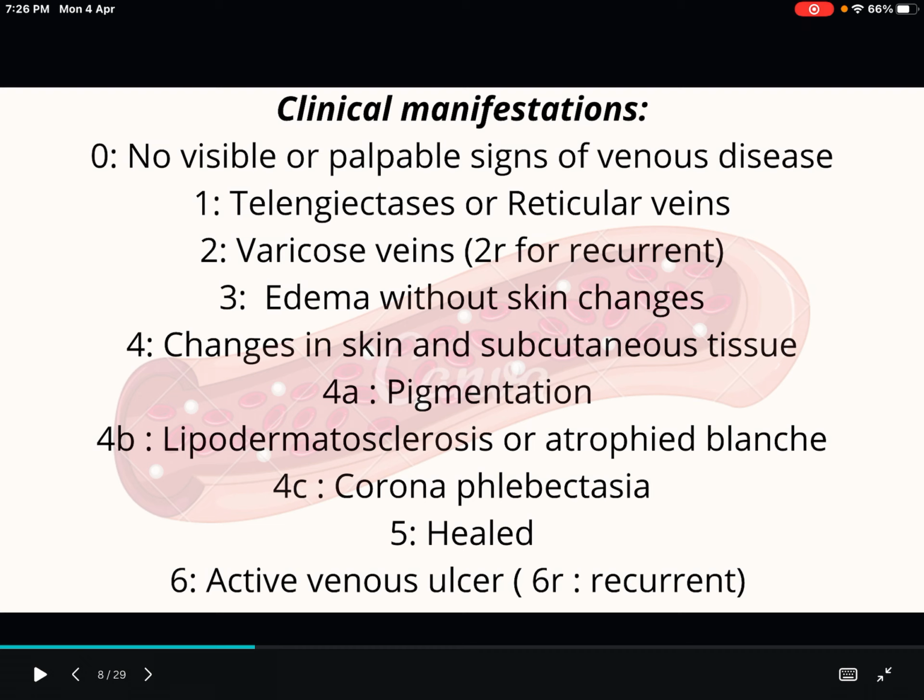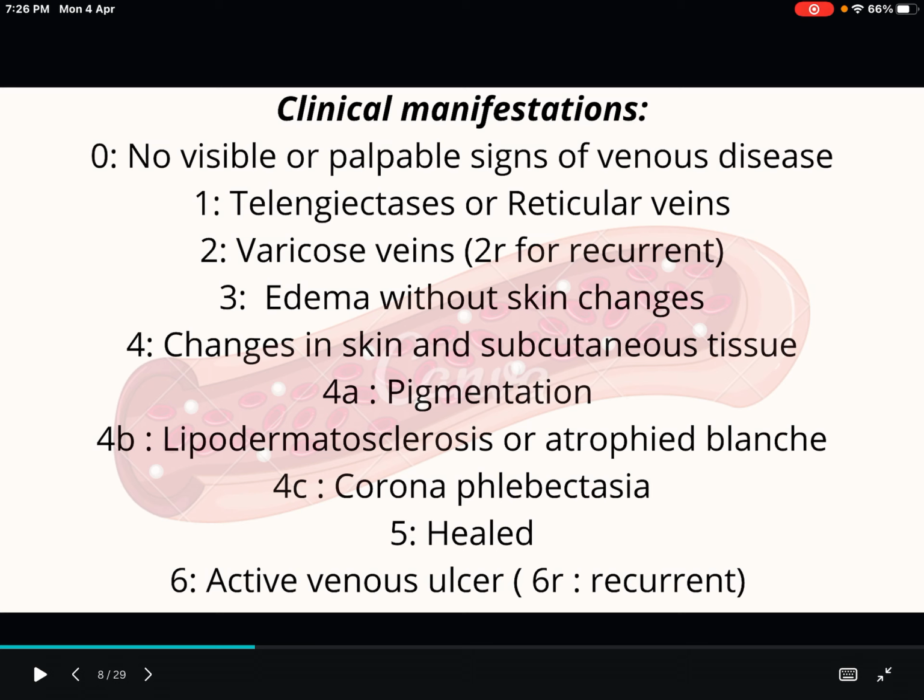So this is the C part of CEAP classification. I know it is too much, so many are there. So you have to just know the outline of all these. CEAP classification, C is for clinical manifestations, and the numbering is given from 0 to 6. And what are those numbers? I have just explained in this slide.